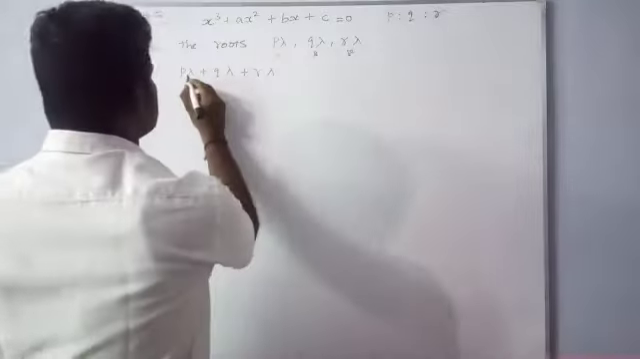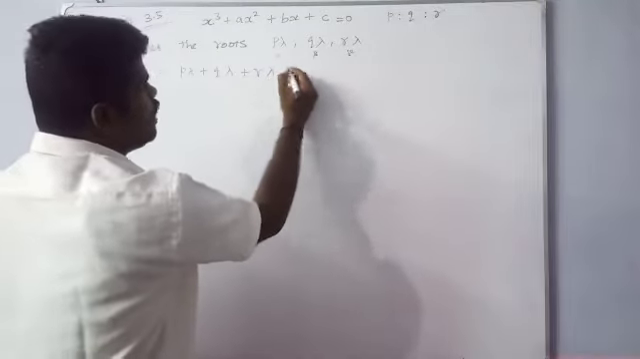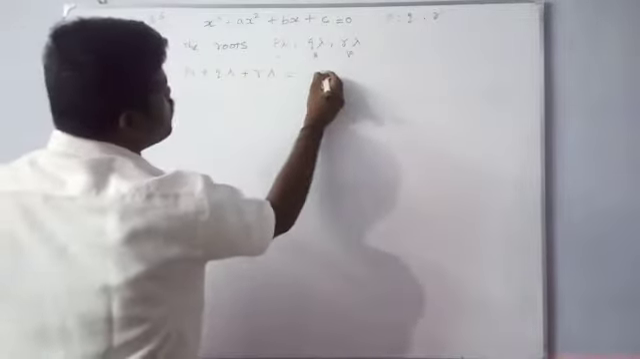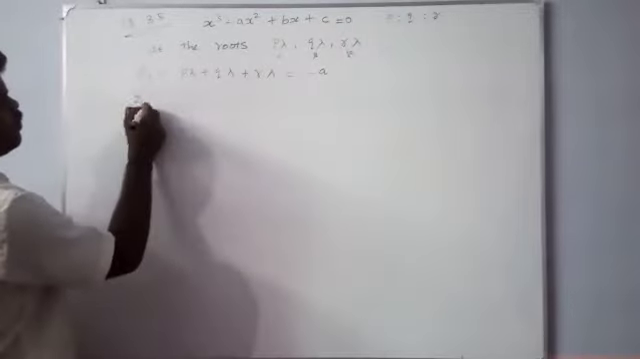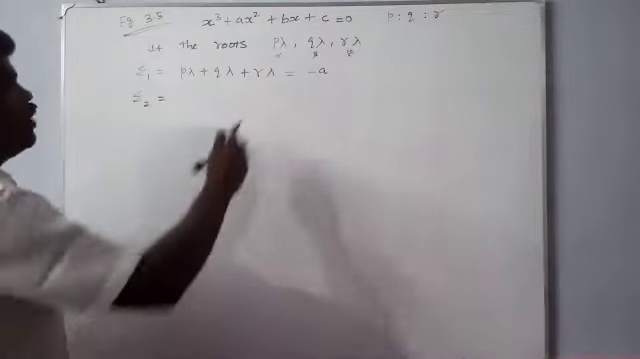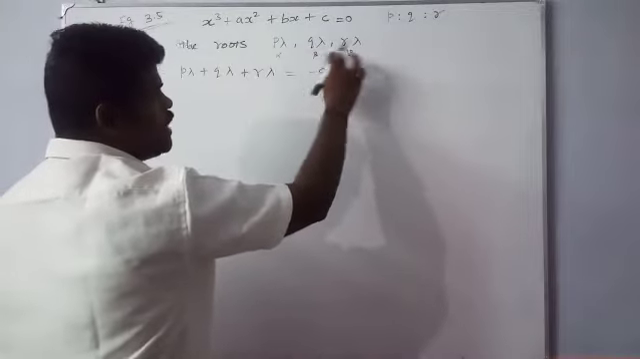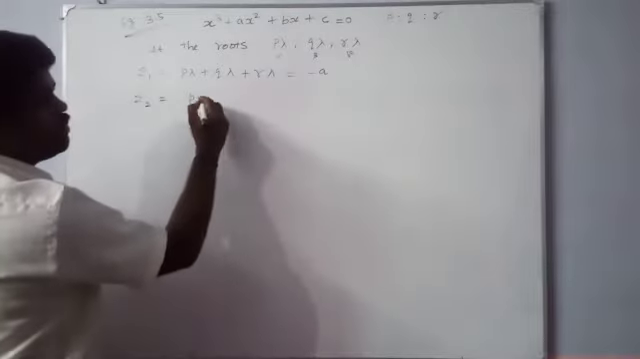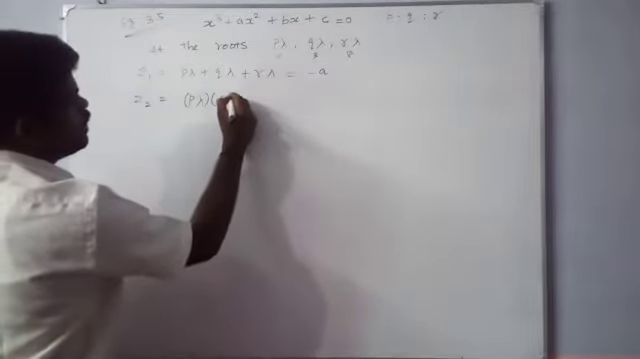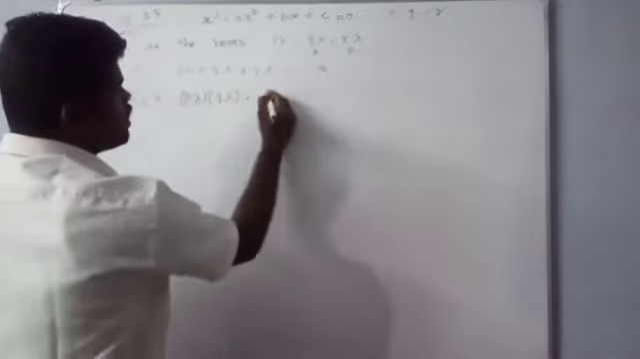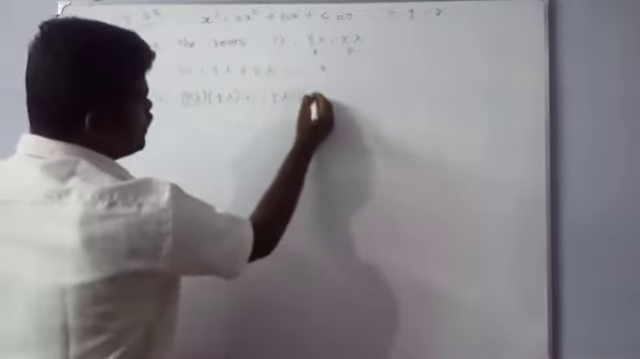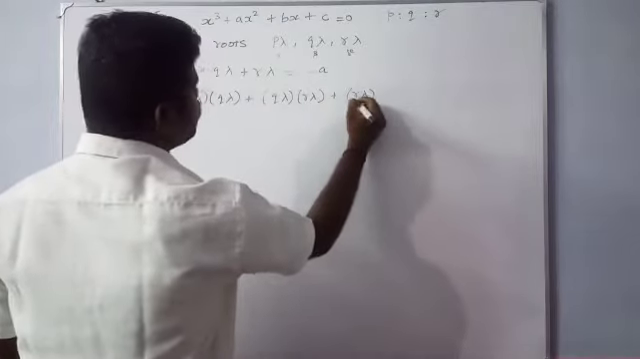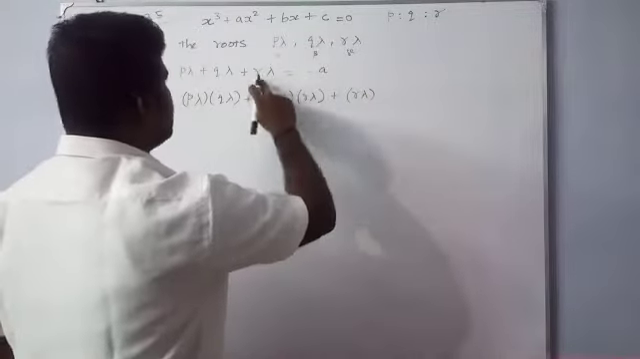Okay, right. So p lambda plus q lambda plus r lambda is equal to the sum of the roots, minus a. And summation 2, the product of the roots. How to take the product? Take the first one and multiply these two, that is, the first two roots multiplied: p lambda into q lambda, plus next q lambda into r lambda, plus r lambda into p lambda.